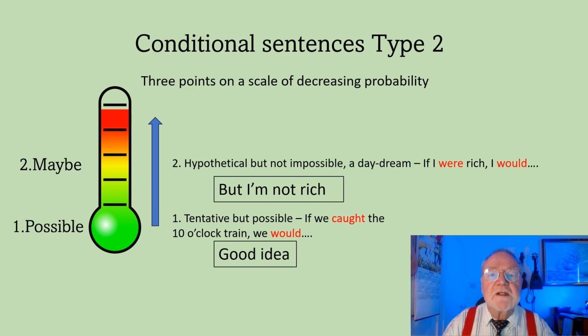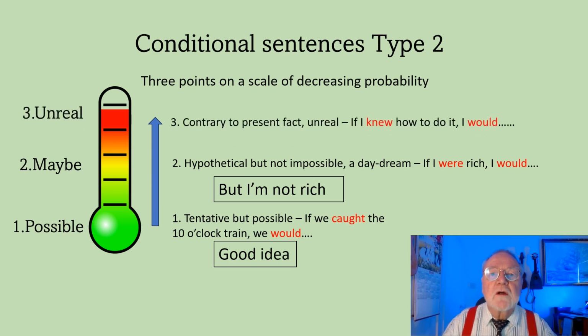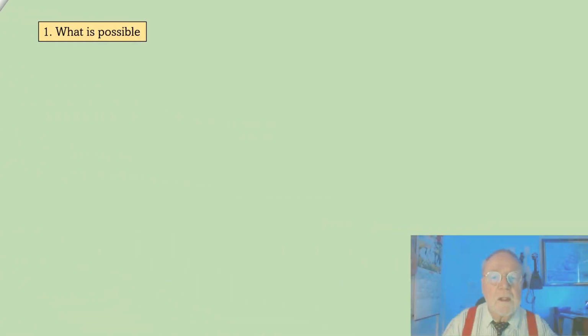The third meaning is unreal, contrary to present fact, so therefore unreal. If I knew how to do it, I would tell you. Unfortunately, I don't know. So the situation is unreal. Let's start with what is possible.